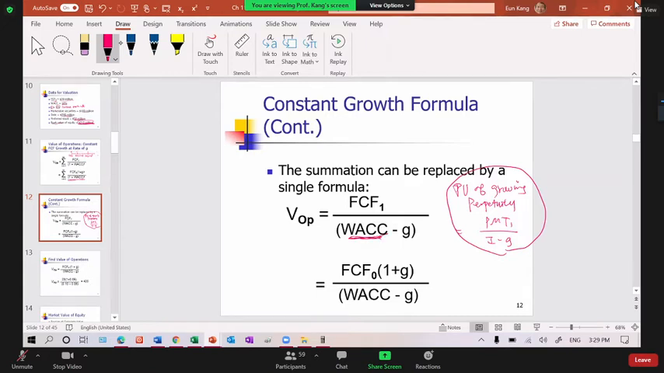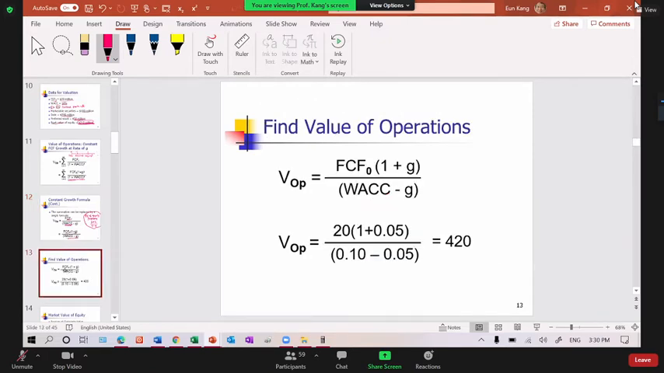The weighted average cost of capital is the weighted average return of all the investors, because free cash flow is for all the investors. Free cash flow 1 over WACC minus G, and that is free cash flow 0 times 1 plus G over WACC minus G, right? So this is nothing more than growing perpetuity from Fin 304. Then what? Then plug in the numbers.